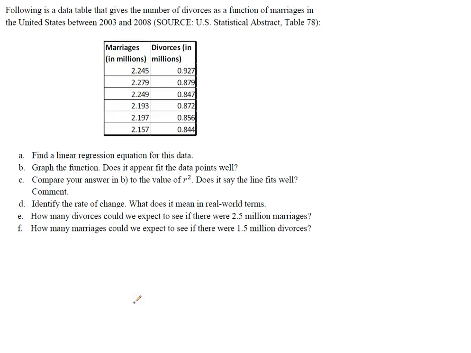In this problem, we're taking a look at marriages and divorces. This is for years between 2003 and 2008. Keep in mind, here we're not plotting anything regarding years. We're just looking at what happens to marriages and what happens to divorces. So we're trying to study the relationship between the two.